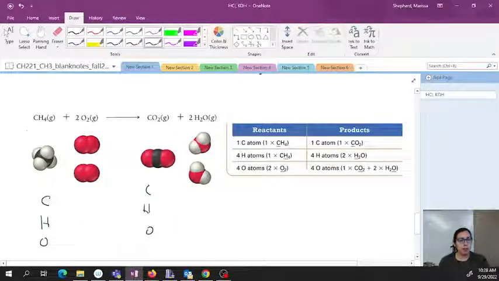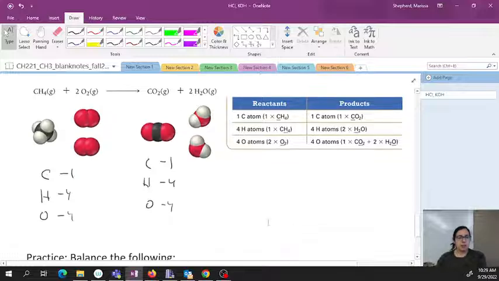So how many carbons? 1 on the left side, 1 on the product side. Hydrogens, 1, 2, 3, 4 there. And then on our product side, 1, 2, 3, 4. And then oxygens, 1, 2, 3, 4. Oxygen, 1, 2, 3, 4.